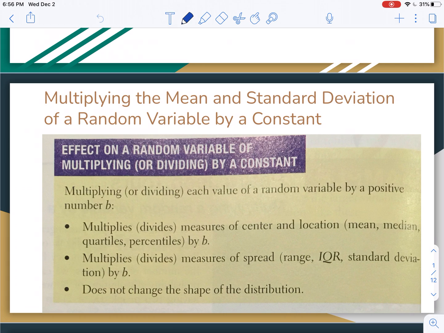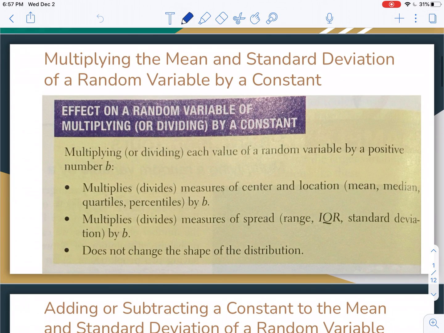So when we multiply a random variable by a positive number, we multiply the measures of center and location, so the mean, medians, quartiles, percentiles, any specific number that comes from the data itself, by that number. You also multiply that same number by any measures of spread. So your interquartile range, the range itself, the standard deviation, they all get multiplied as well. And those are the exact same rules from chapter 2. Now we're just doing it with rules from probability.